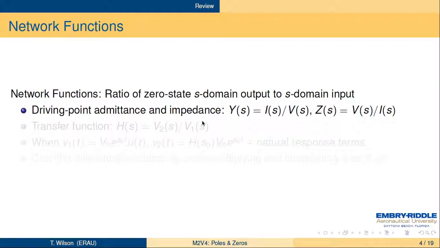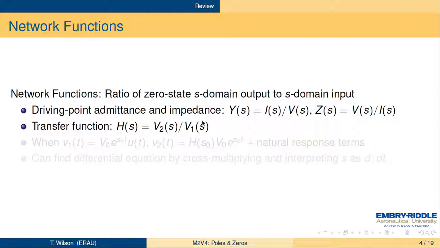So the review. We've already talked about network functions, which are the ratio of the zero-state S-domain output to the S-domain input. We have the driving point admittance and impedance, the admittance being the ratio of the current to the voltage at a particular terminal pair, or the impedance being the ratio of the voltage to the current at that terminal pair. We have the transfer function, which is the ratio of an output signal, in this case a voltage, to an input signal, again in this case a voltage. They don't have to be voltages. They can be currents. They can be crossed. So you can have an input current and output voltage.